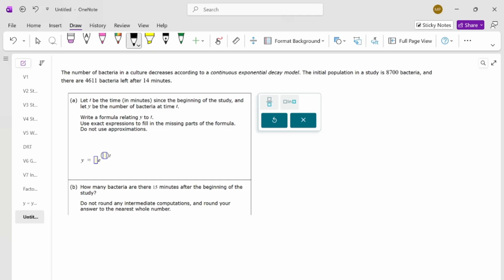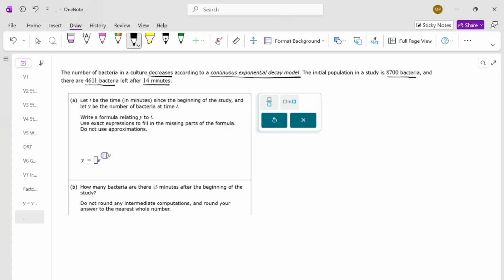The number of bacteria in a culture decreases according to a continuous exponential decay model. The initial population in a study is 8,700 bacteria, and there are 4,611 bacteria left after 14 minutes.